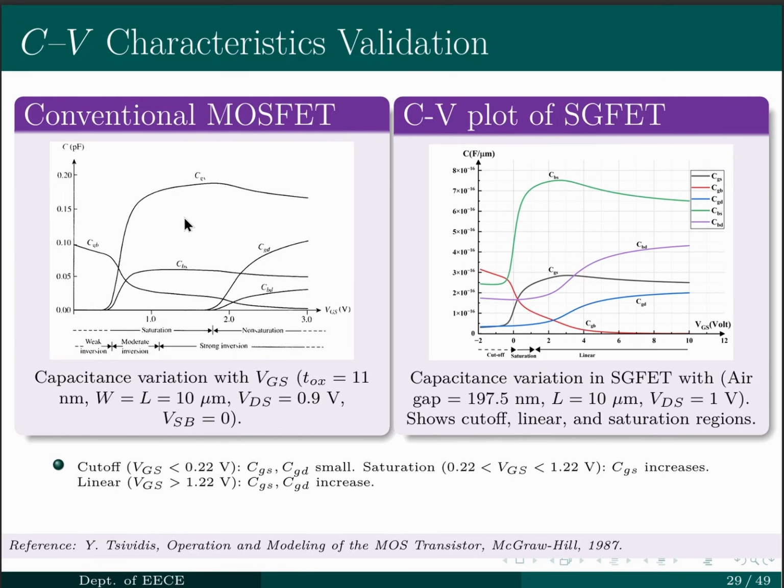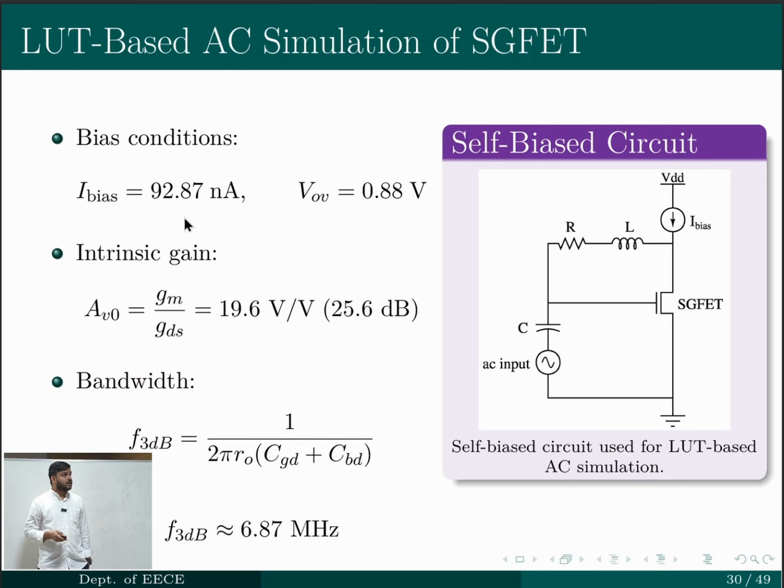Now the intrinsic capacitance of the device is also extracted. In the conventional MOSFET, CGS is higher and CBS is lower, but in the case of the SGFET, CBS is higher and CGS is lower because of the effective capacitance and the permittivity of the silicon and oxide. The intrinsic capacitance also matched with the conventional MOSFET.